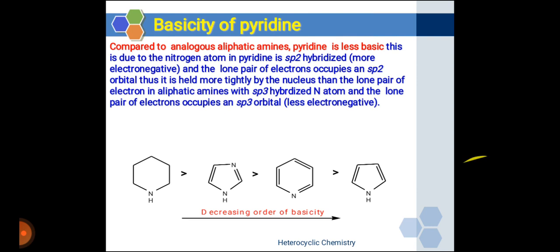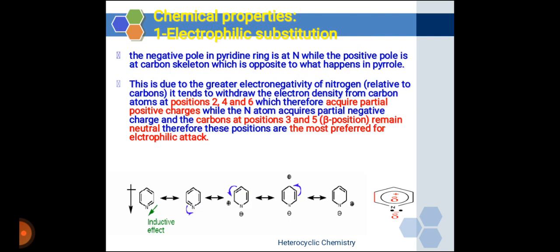The negative pole in the pyridine ring is at nitrogen, while the positive pole is at the carbon skeleton, which is opposite to what happens in pyrrole. This is due to the greater electronegativity of nitrogen relative to carbon. It tends to withdraw electron density from the carbon atoms at positions 2, 4 and 6, which therefore acquire a partial positive charge, while the nitrogen atom acquires a partial negative charge. The carbons at positions 3 and 5, the beta positions, remain neutral. Therefore these positions are the most preferred for electrophilic attack.